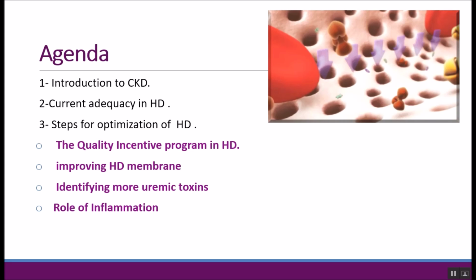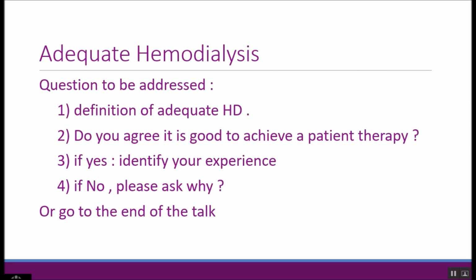The agenda for this talk will be introduction to CKD, current adequacy in hemodialysis, steps for optimization, the quality incentive program, improving the hemodialysis membrane, identifying more uremic toxins currently involved in the cardiovascular diseases, and the role of inflammation.